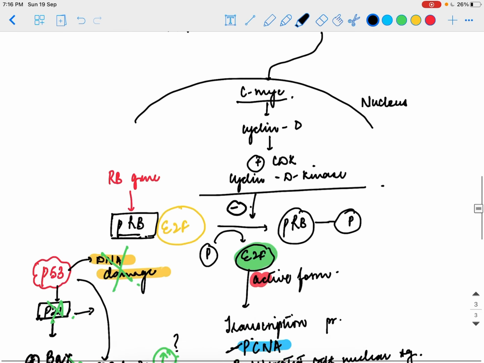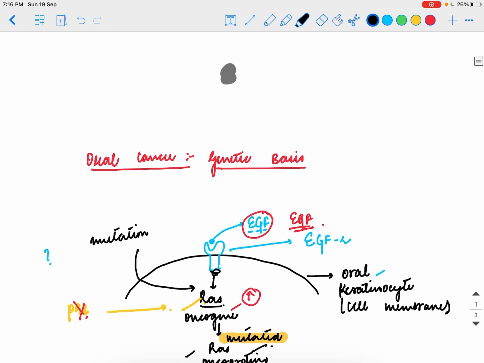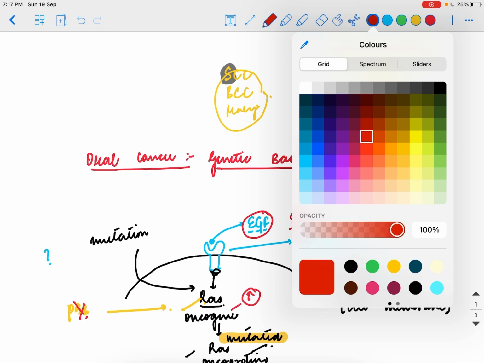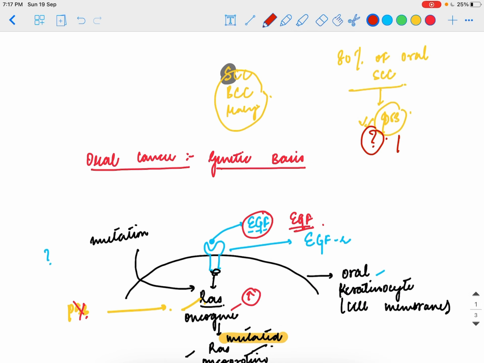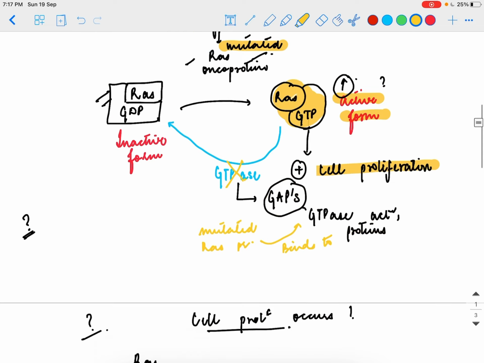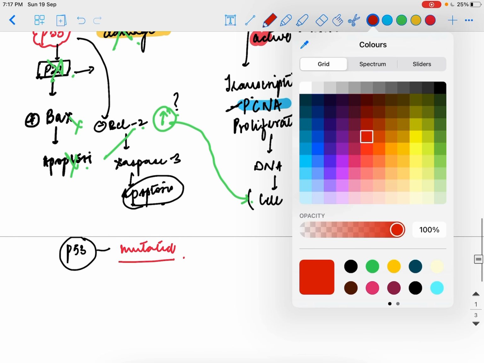This whole concept, the molecular pathogenesis of oral cancer, basically squamous cell carcinoma, basal cell carcinoma and other malignancies: the etiology is different but the pathogenesis is almost the same. 80% of oral squamous cell carcinomas show a mutation in p53. It is called p53 because it makes a protein that has a molecular weight of 53 kilodaltons. That's why it is called p53.